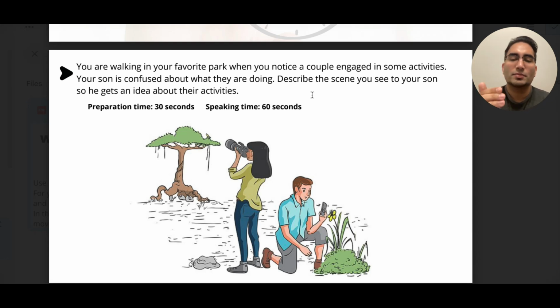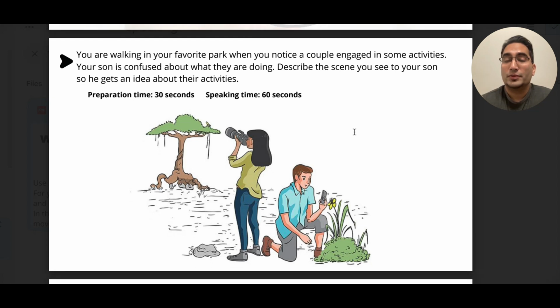Anything can happen. So it could be something where you see some garbage on the city streets and you have to call the city management to complain about it. It could be a picture of a dangerous animal and you want to report that to the zoo, that it has escaped the enclosure. Or it could be something like this. Here it says you're walking in your favorite park when you notice a couple engaged in some activities. This is the couple, this is the picture. Your son is confused about what they are doing. Describe the scene you see to your son so he gets an idea about their activities.